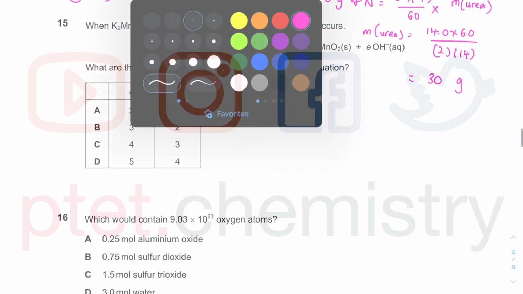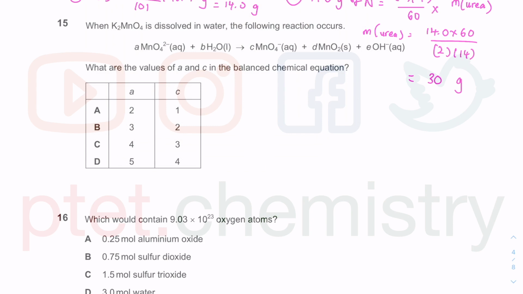Question 15 is about balancing equations. So how do we balance this equation? Well, let's play a little bit of algebra. So we can see the Mn there. Oops, there is 2 Mn. So in terms of the Mn, what do I have? A is equal to C plus D. They don't have that option there, so A equal to C plus D, that doesn't help.